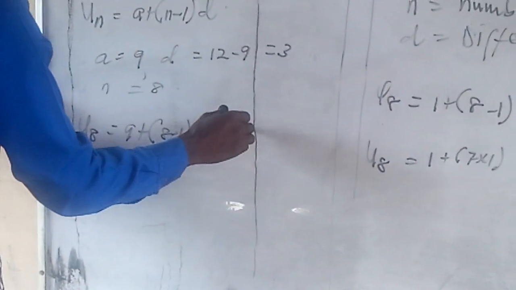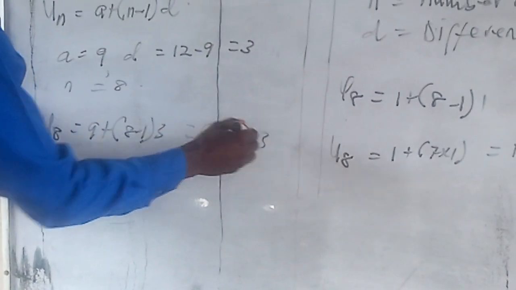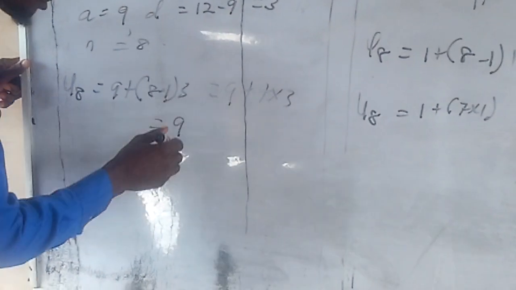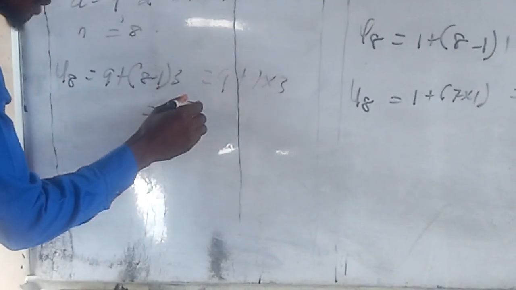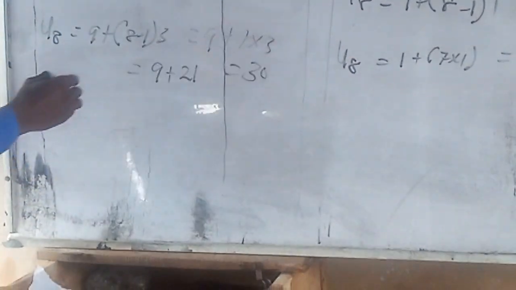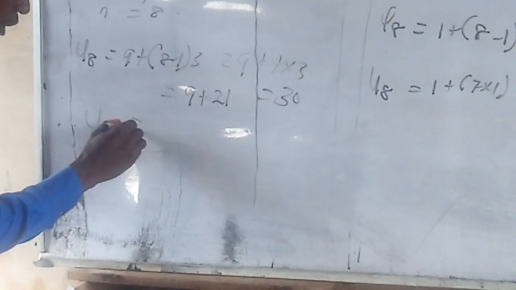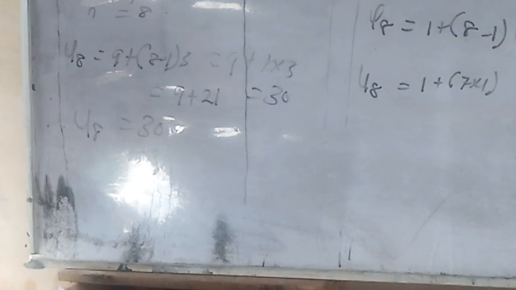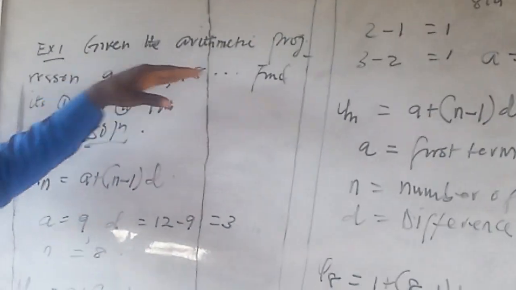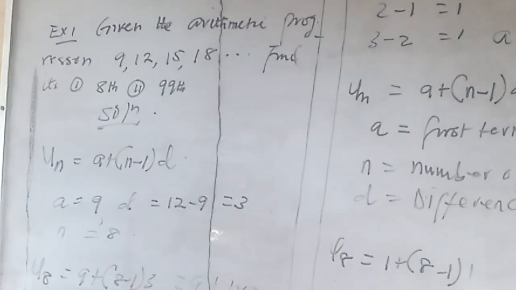This is the same thing as 9 plus 7 multiplied by 3, which is the same thing as 9 plus 21, and this is 30. Therefore, our U8 will be equal to 30. The 8th term from this progression will be equal to 30.